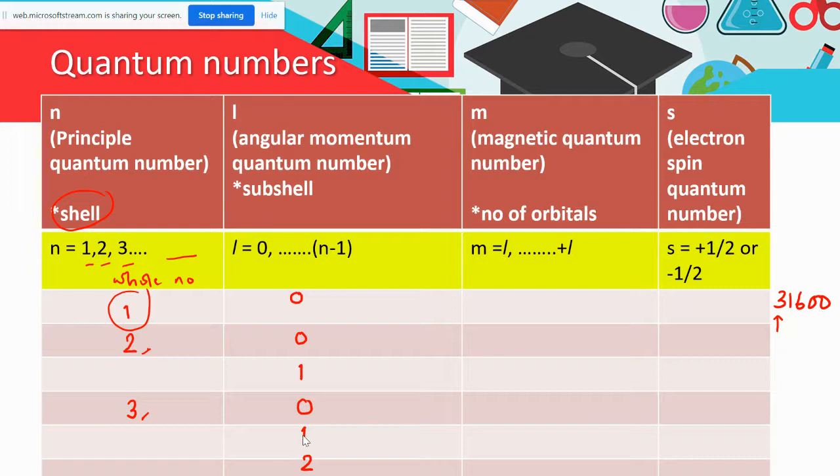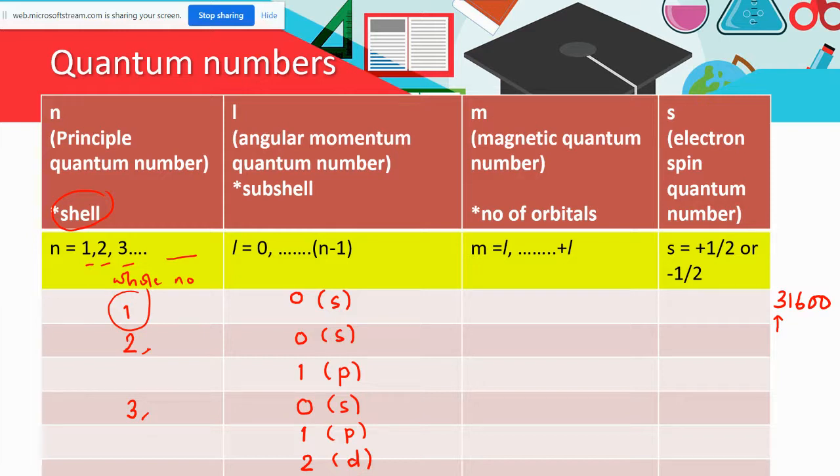Okay, what does 0 mean? 0 means the subshell is S. Whenever you see 0, that means it has S subshell. 1 means P. 0 here means, what is it again? S. 1 means P. And 2 means D. If you have 3, it means F. If you have 4, G, and so on. It follows alphabetical order.